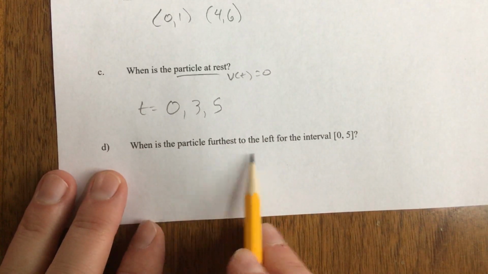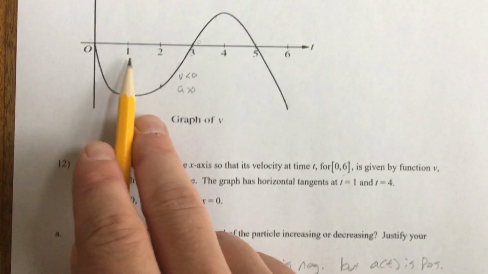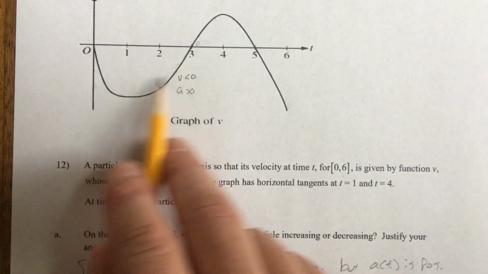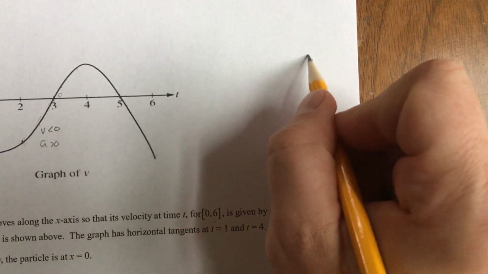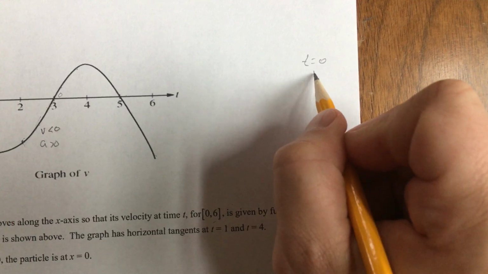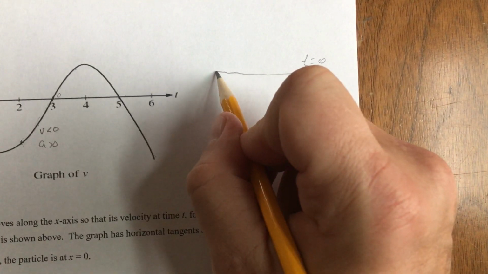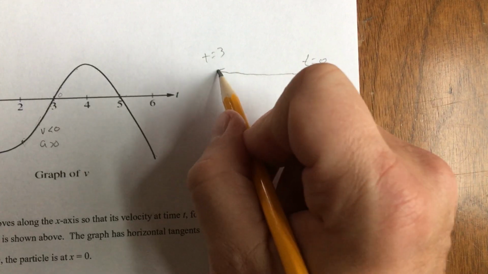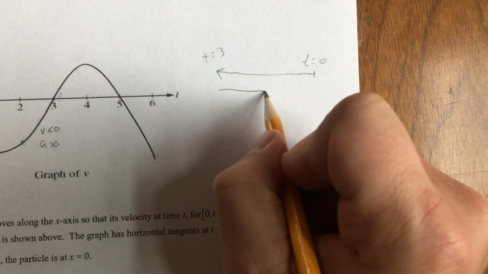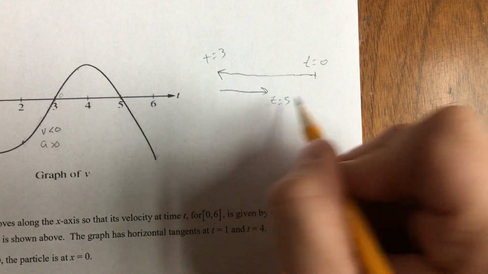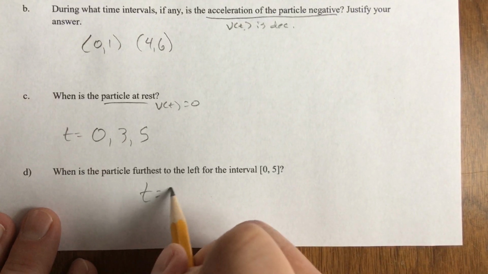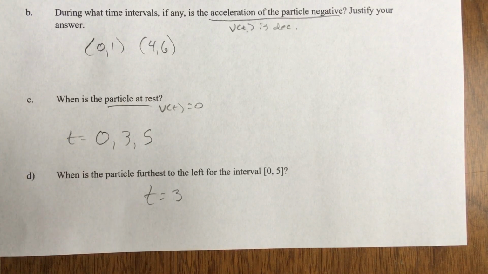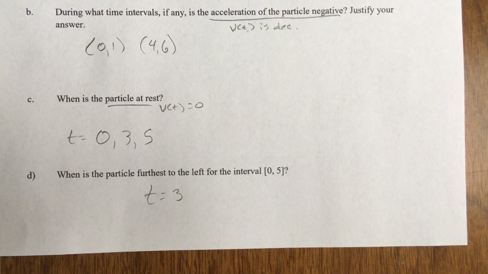And when is the particle furthest to the left for the interval 0 to 5? So if you think about it, initially at 0, we have a negative velocity, so we're moving to the left from 0 to 3. If you trace it here, at t equals 0, we're at some position. Then we head to the left, and then at t equals 3 seconds, we stop, we turn around, and we head back this way until t equals 5. So if I'm thinking about when I was furthest to the left, it must be when I turned around. So that'd be t equals 3 seconds. And that's just understanding what that velocity graph is telling you about movement.